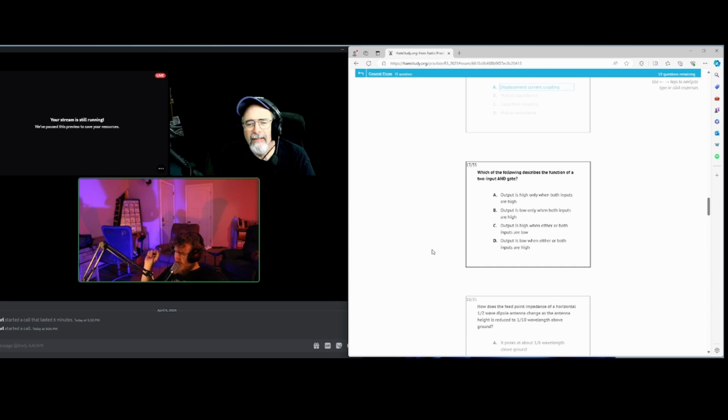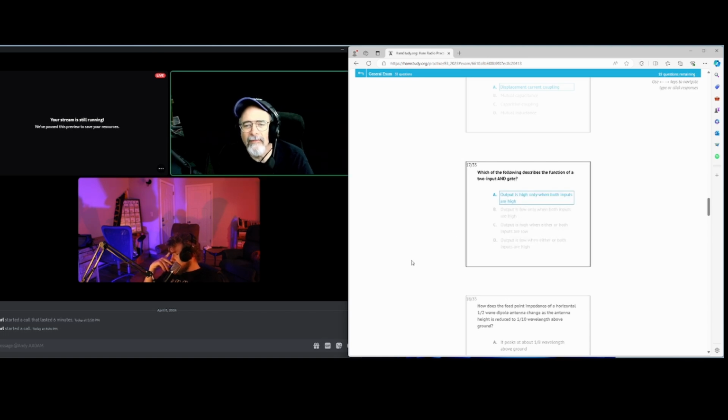Which of the following describes the function of a 2-input AND gate? Is high. Only when both inputs are high.